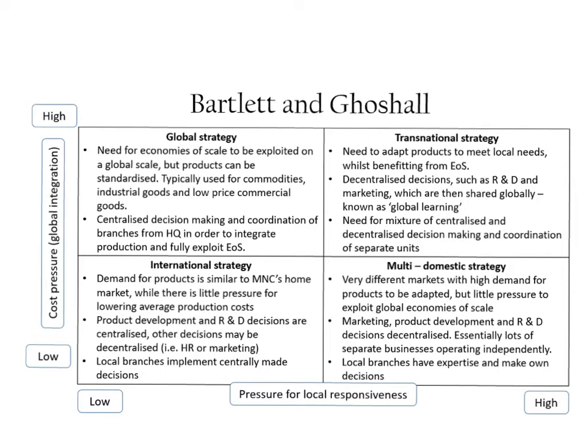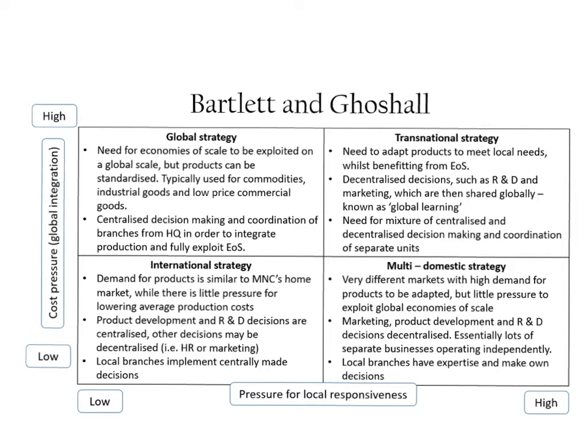So, for example, in terms of the global strategy, the need for economies of scale to be exploited on a global scale, but products can be standardised. In fact, the reason why they can be standardised could even cause the economies of scale. Typically used for commodities, industrial goods, and low price commercial goods. I also think in terms of sometimes technological goods as well, it can be. So I think this is absolutely crucial. Often the decision making is centralised and coordination of branches from headquarters in order to integrate production and fully exploit economies of scale.